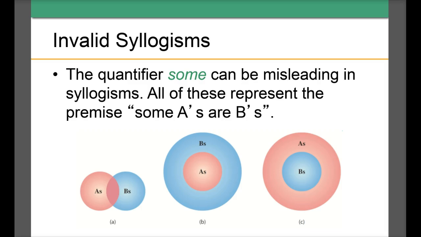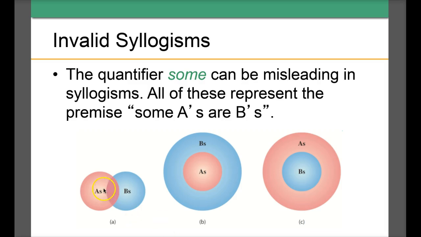Now, before we do our next example, one of the things that we need to know about syllogisms is that the quantifier "some," and of course that's an existential quantifier, can be misleading in some of these syllogisms. And so all of the Euler diagrams you see below represent the premise "some A are B." So some A's are B's.